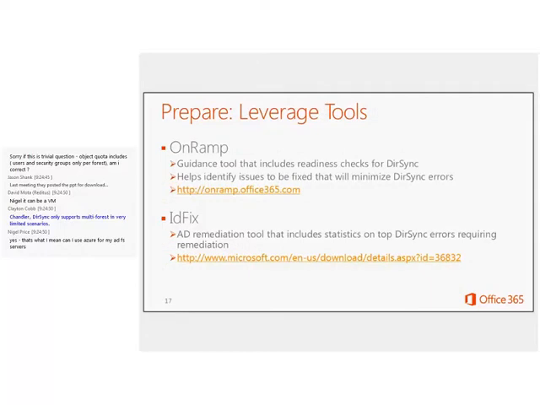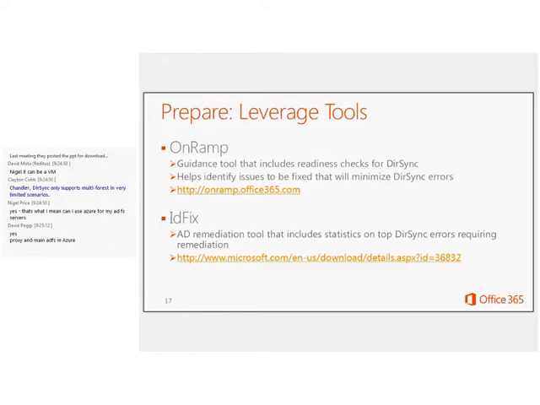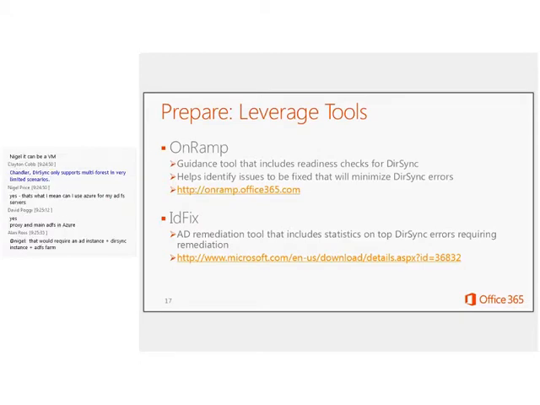And then finally here, as far as preparation, I wanted to point out some tools. If you have done work with DirSync, hopefully you know those tools, but I wanted to point out the OnRamp tool. You can access that at onramp.office365.com, and that tool provides a lot of good guidance on basically onboarding to Office 365, and it does have specific questions and suggestions and checks there for directory sync. So definitely leverage that tool.